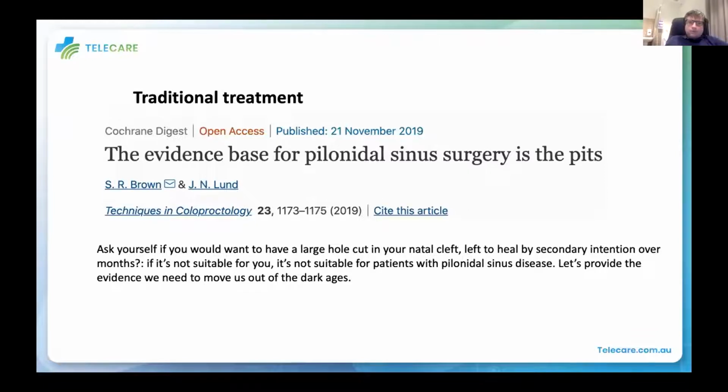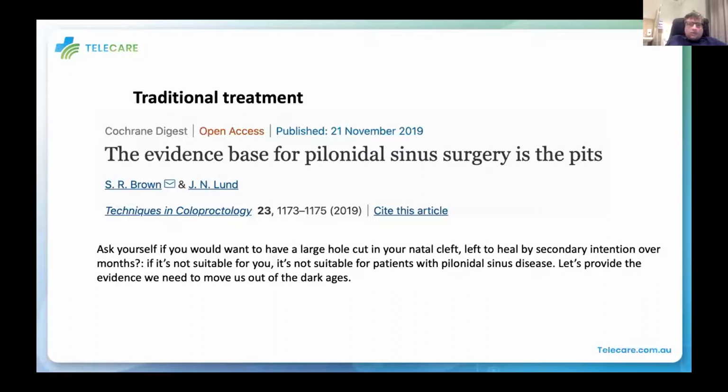And this is a review paper that was published in Techniques in Coloproctology that looked at traditional treatment and was published 2 years ago, entitled The Evidence Base for Pilonidal Sinus Surgeries, the PITS, essentially being fairly critical of the traditional treatments for this condition, both from the perspective that they lack robust scientific evidence to support their approach, but also from the perspective that they tend to produce a lot of morbidity, arguably in a lot of cases more morbidity than the condition produces.